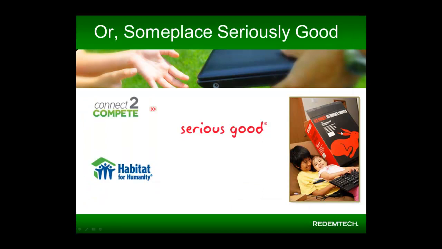We have alternatives, and that's why Redemtech does business the way it does. Your used electronics can go someplace completely usable by other people, and certainly reclaimable for those elements that are reclaimed, everything from the plastic to the precious metals. Those things should be reclaimed. There's no reason they should be going to a landfill or incinerated.